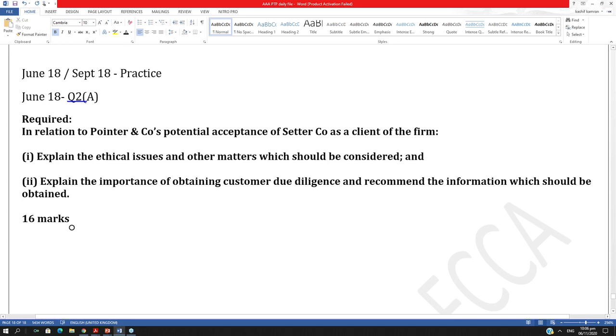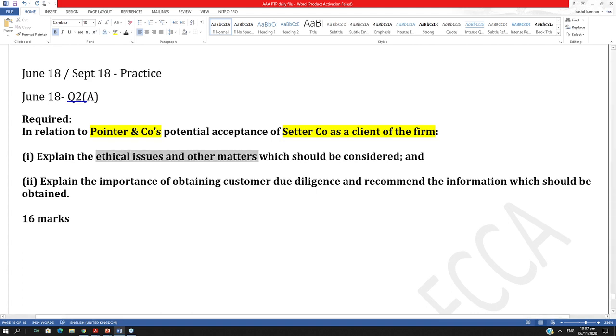The question says, in relation to Pointer and Company, potential acceptance of Setter Company as a client of the firm. So is it a new client? Who is Pointer and Company, the audit firm or the client? Potential acceptance of Setter. So Setter Company is your potential client of the firm. You are accepting a new client and the name of the client is Setter Company. Now let's see what the question is asking for in terms of your potential acceptance of Setter Company. Just give me 1 minute. Setter is a client, Pointer is the audit firm.